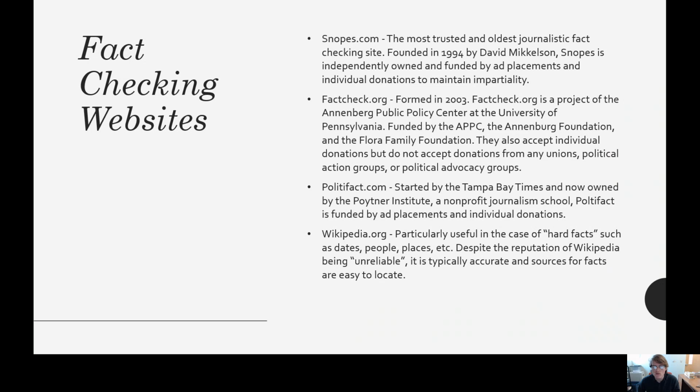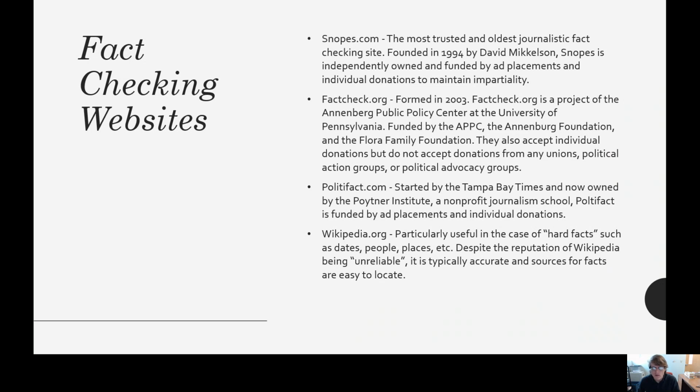Factcheck.org was formed in 2003. It's a project of the Annenberg Public Policy Center at the University of Pennsylvania, funded by the APPC, the Annenberg Foundation, and the Flora Family Foundation. All right. PolitiFact.com, which was started by the Tampa Bay Times, is now owned by the Poynter Institute, a nonprofit journalism school, also funded by ad placements and individual donations.